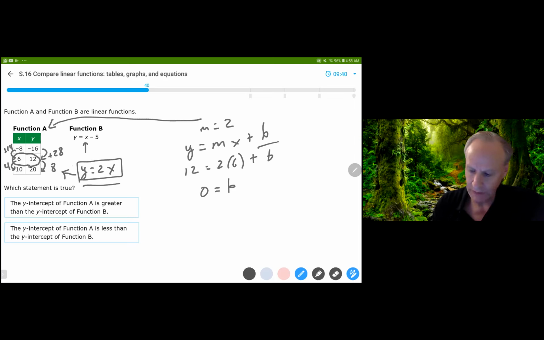So we're comparing the y-intercepts. Well, this one has a y-intercept value of 0. This one has a negative 5. So A is larger. Again, got to be careful. Negatives are smaller than 0, aren't they? So the y-intercept of A is greater than the y-intercept of B.